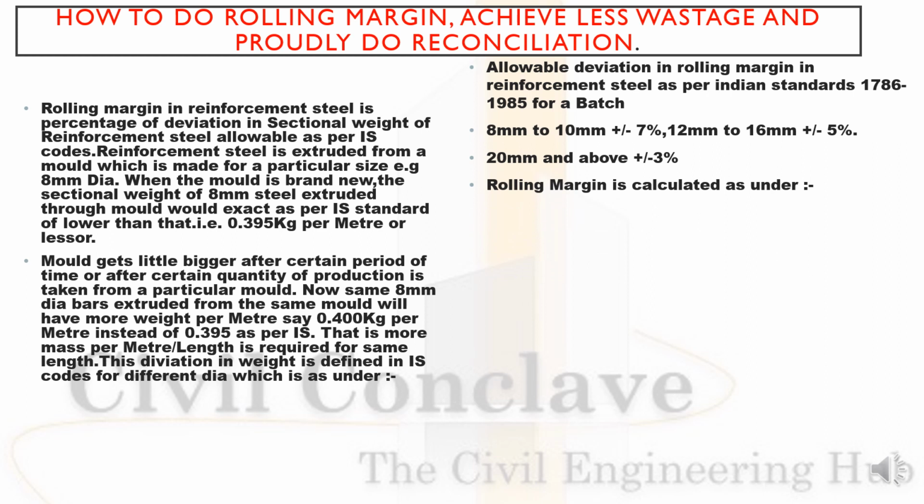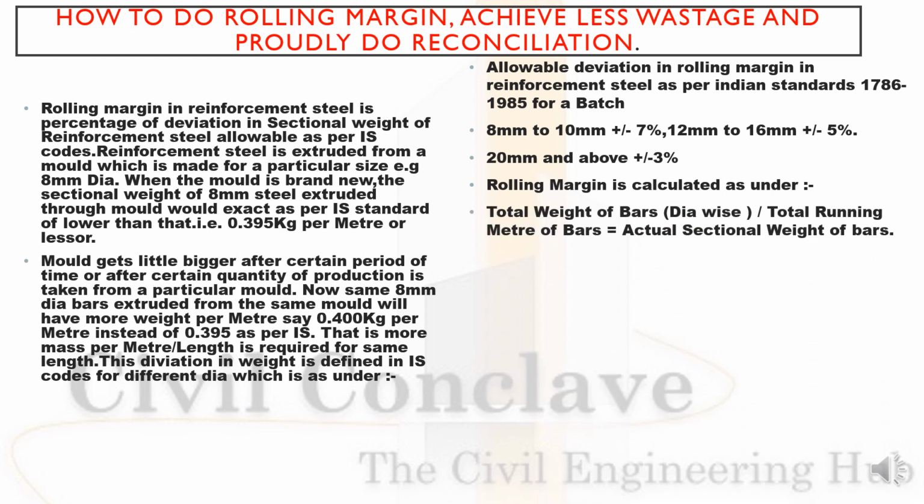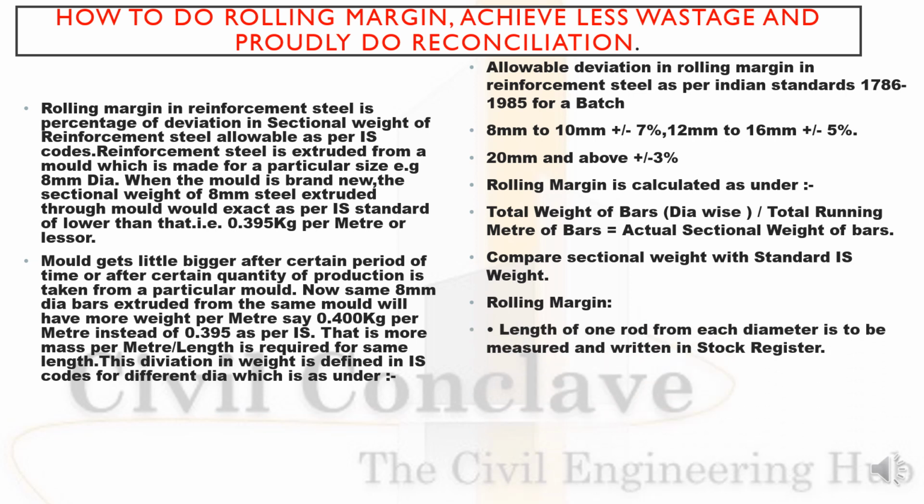Rolling margin is calculated as under. Total weight of the bar, dia wise, divided by the total running meter of the bars is equal to the actual weight of the bar. What I mean to say is, the total weight of the bar when you weigh it in tonnage, divided by the total length of the bar, will give the actual weight of the bars. Compare the sectional weight with the standard IS weight, and that will give you the rolling margin.